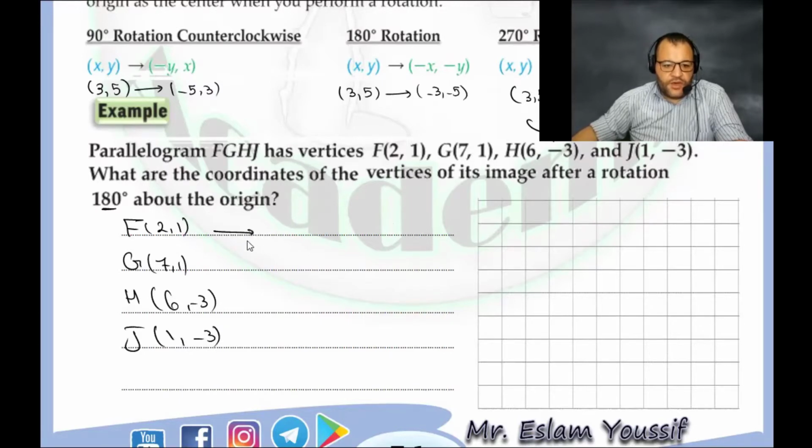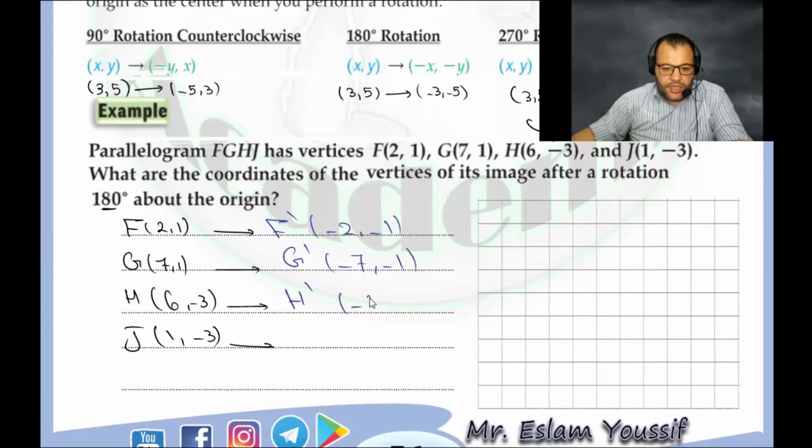Now we need to find the image points. F prime is (-2, -1). G prime is (-7, -1). H prime is (-6, 3). J prime is (-1, 3).